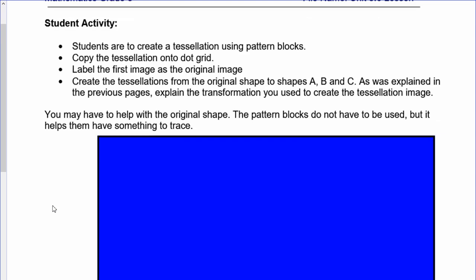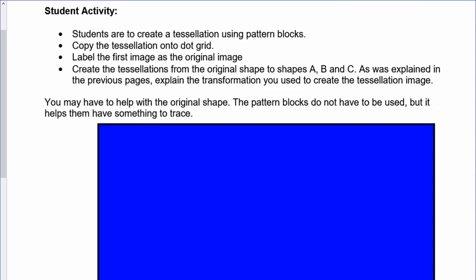Now I've got a big job for you. The big job is I want you to create a tessellation. I'm not sure what your teacher is going to ask you to do with this, but I need you to make the tessellation using pattern blocks. They don't have to be pattern blocks. If you want to take a piece of thick cardboard, you can do that too. But you want to make something that you can trace.